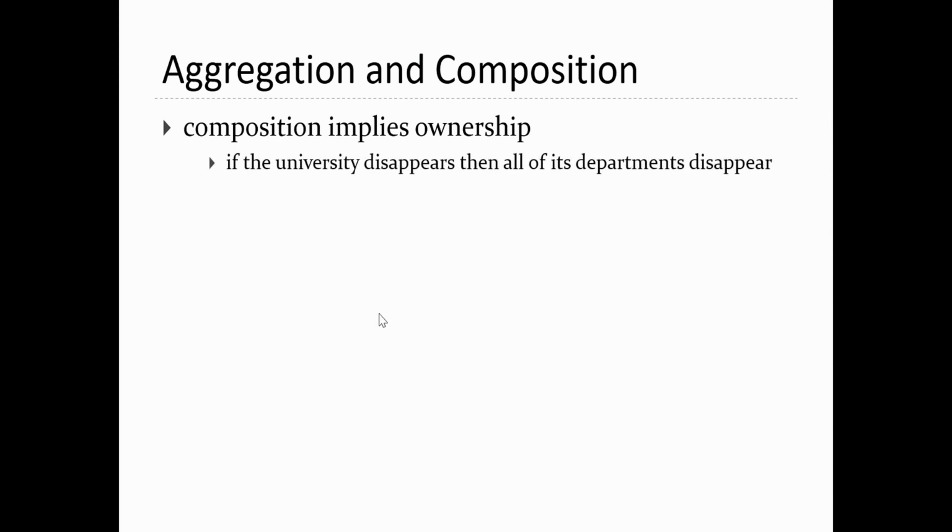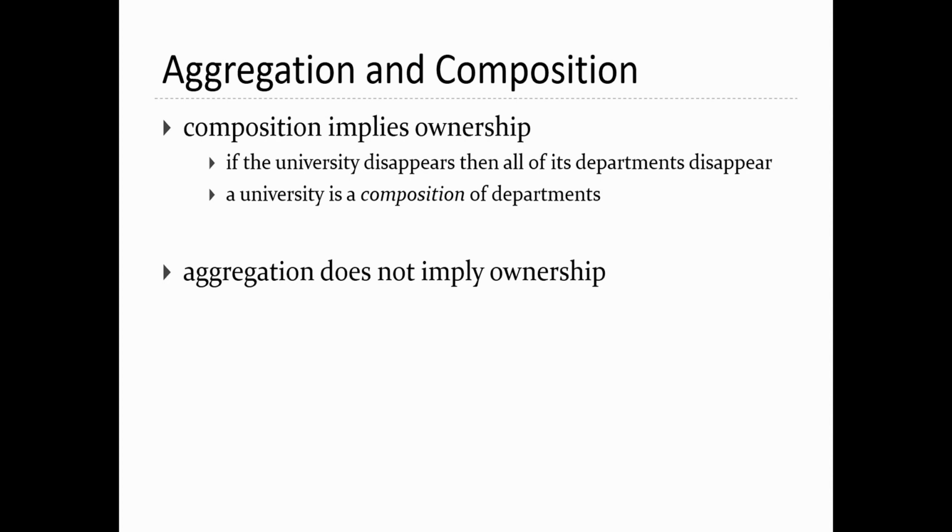If the university disappears, so if Queen's disappears one day, all of its departments disappear as well. At all Canadian universities, I think, the departments of a university belong to the university and only the university. In other words, the departments cannot belong to a second university or some other organization. So a university is a composition of departments. The university owns its departments.